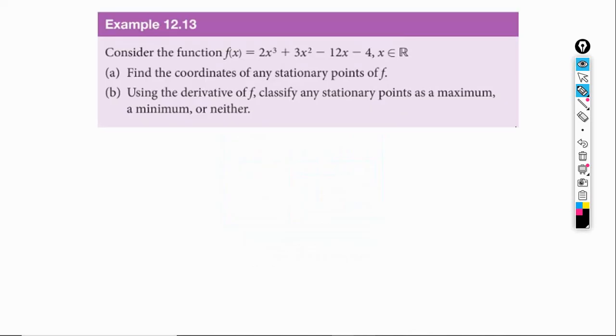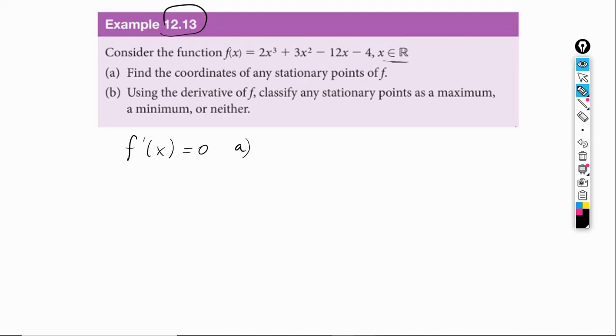Okay, so here we are on example 12.13, and they say consider the function f of x equals 2x cubed plus 3x squared minus 12x minus 4, x belonging to the reals. A, find the coordinates of any stationary point. So remember that the stationary points are the points where you have this situation. So that's the principle we're going to use for A.